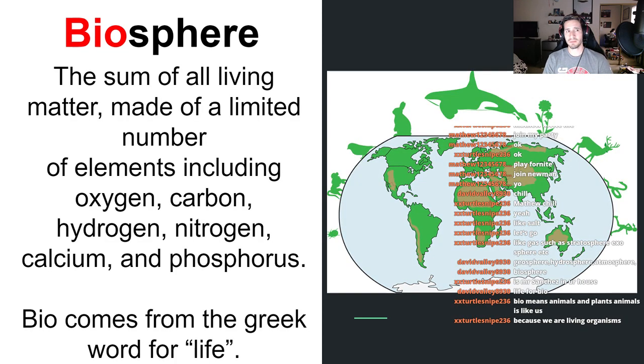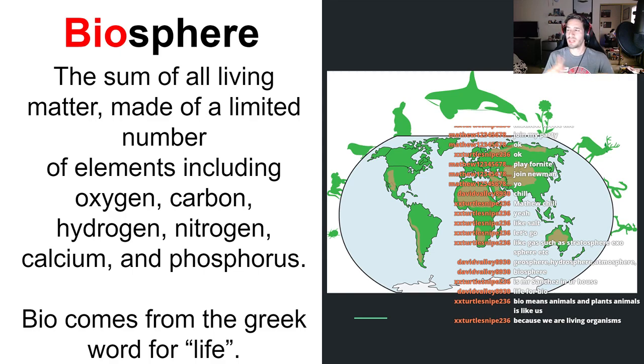And last one, but definitely not least, is pretty much the sum of all living things, which includes us, humans, whales, plants, any type of reptile, any type of mammal, any type of thing that can just grow, use energy, die and decay, it's alive. That's part of the biosphere. The biosphere is just simply the sum of all living matter, made of a limited number of elements.